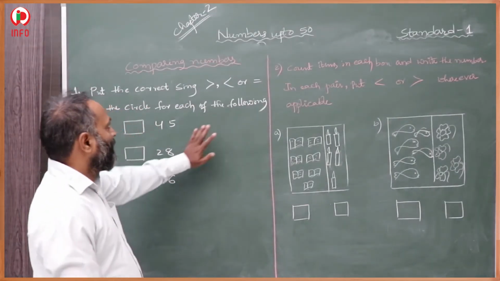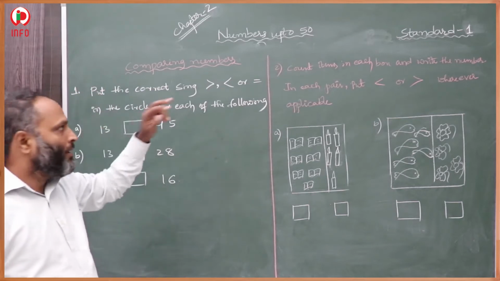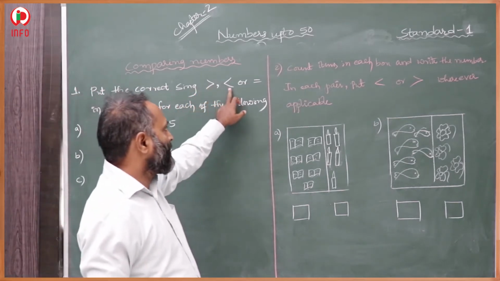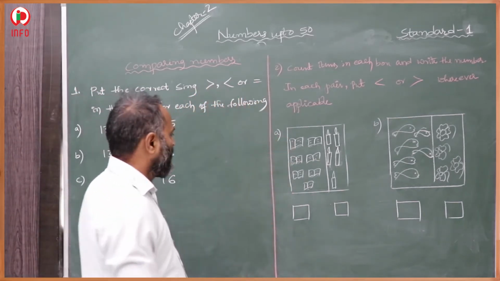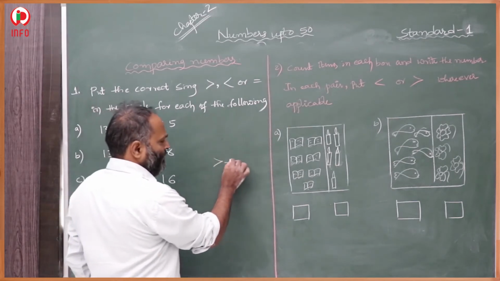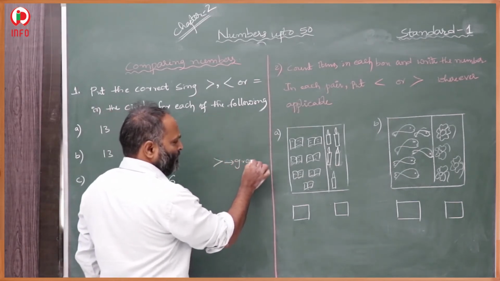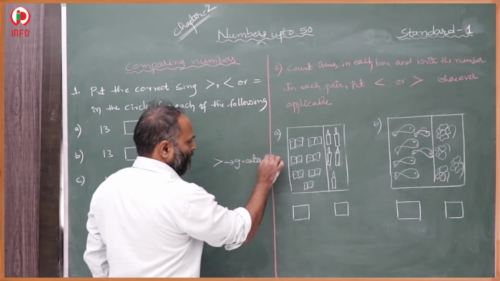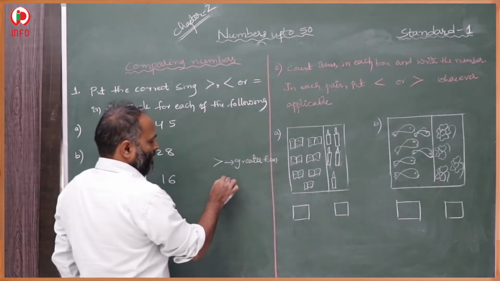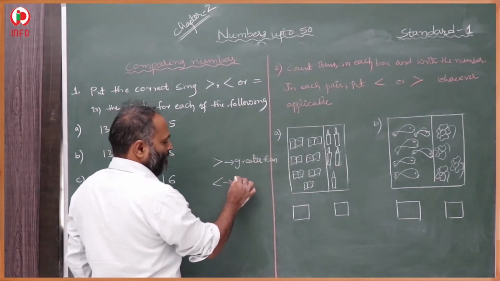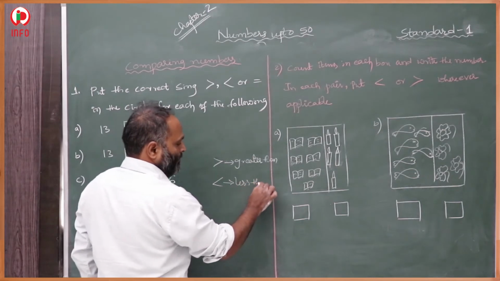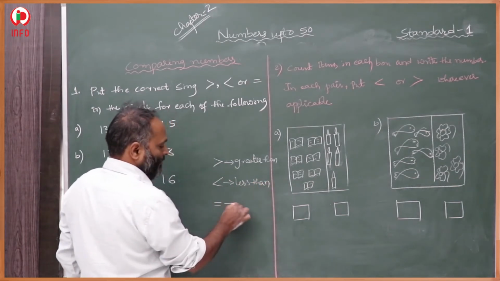Yes, now students, we have to compare the numbers. So this is greater than, this is less than, this is equal to. This is the symbol for greater than. This is the symbol for less than. This is the symbol for equal to.